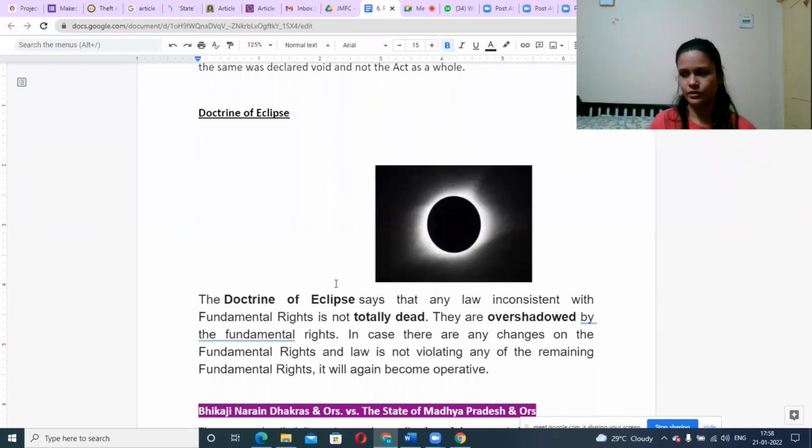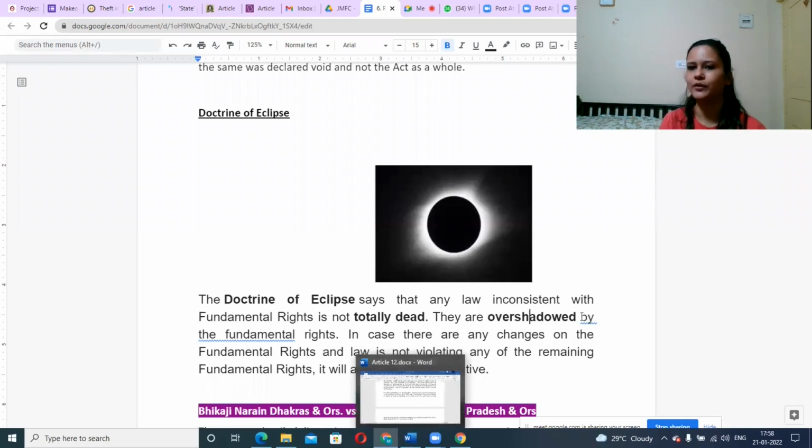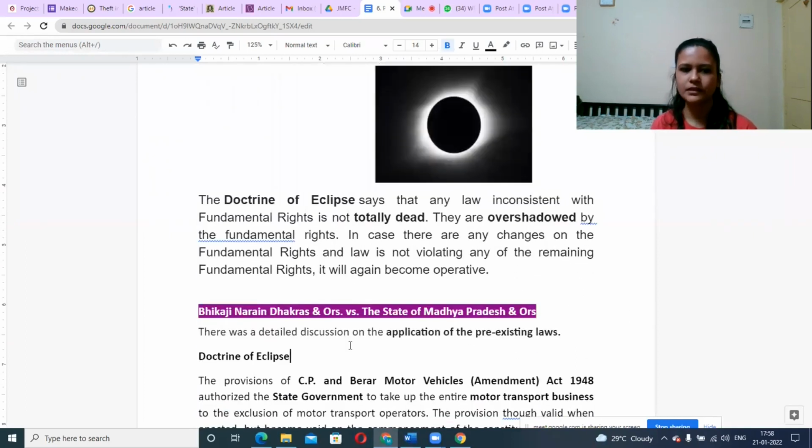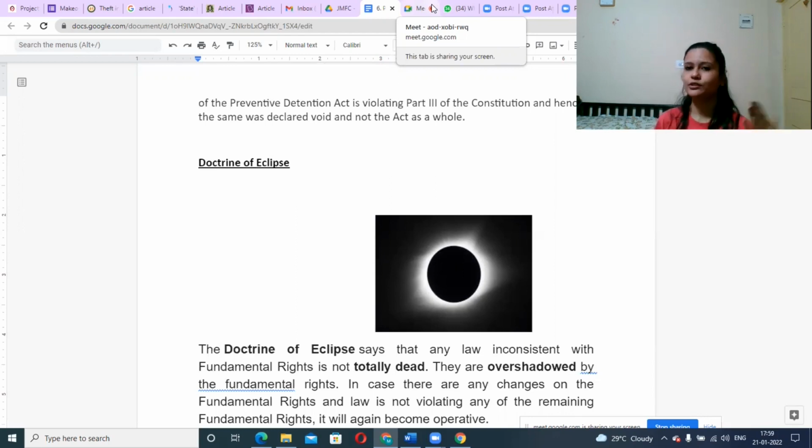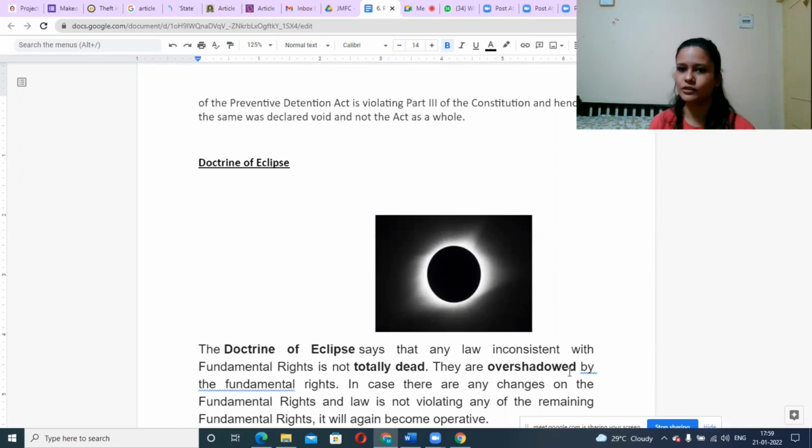So we will see one case also, okay, that explains this concept. What is the doctrine of eclipse? Now, the exact same thing happened over here. All right. So now, when the Constitution of India came into force, when was that? 26th of January 1950. But before that also, there were some legislations, there were some laws which were applicable, right?